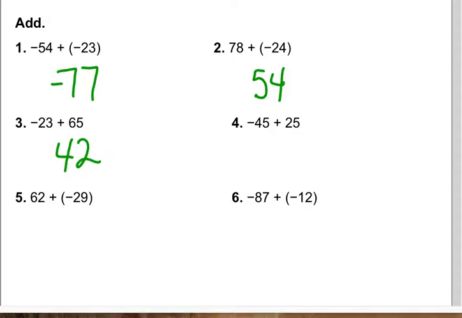Negative 45 plus 25. John? Negative 20. Do we agree with him? Yes.